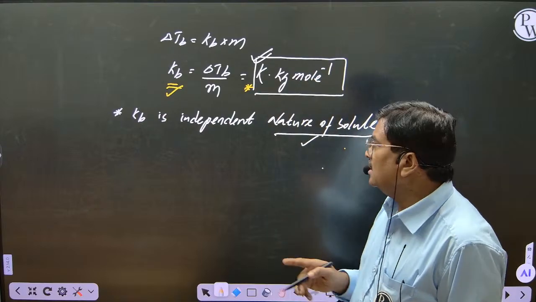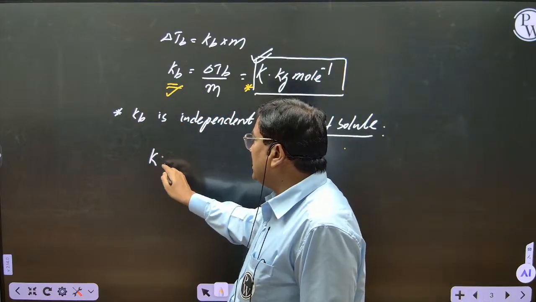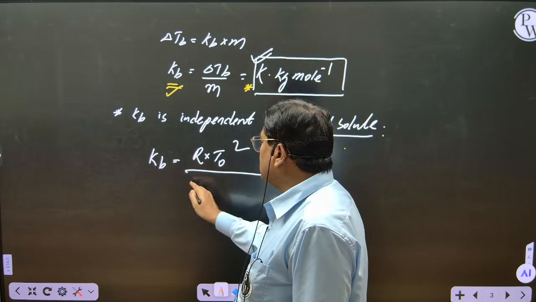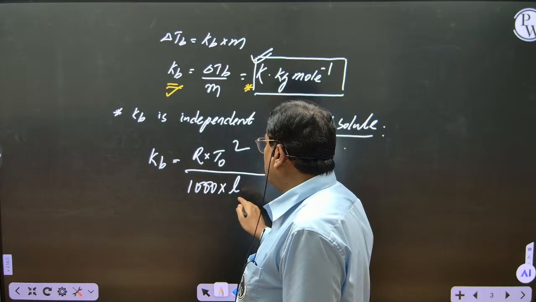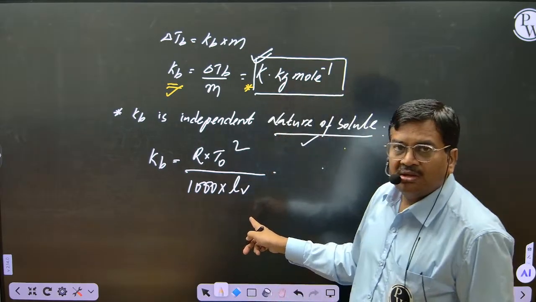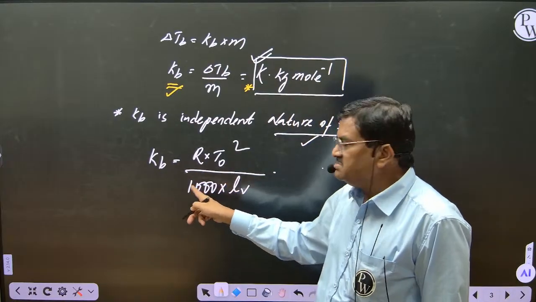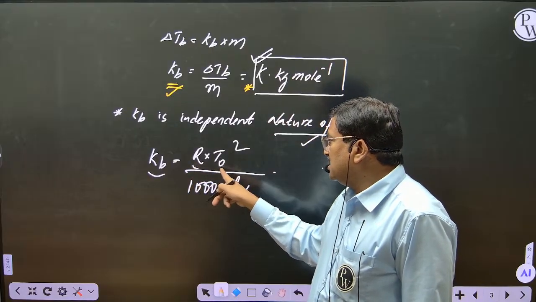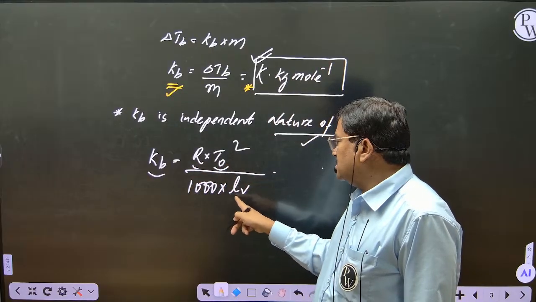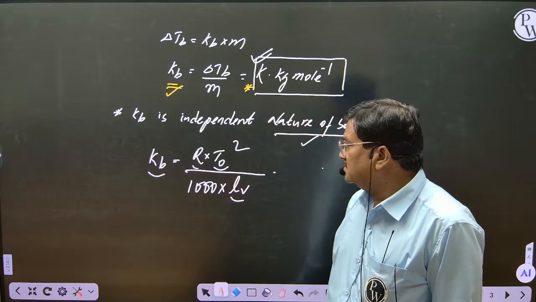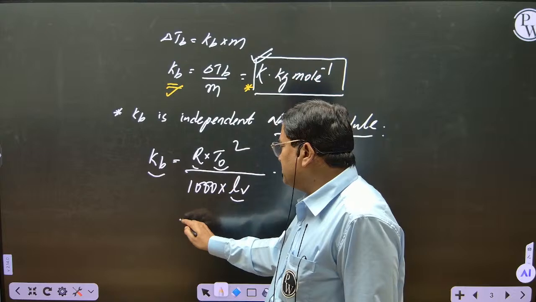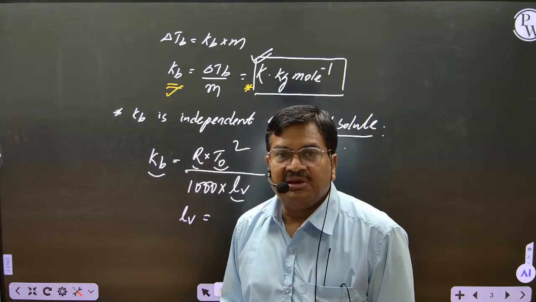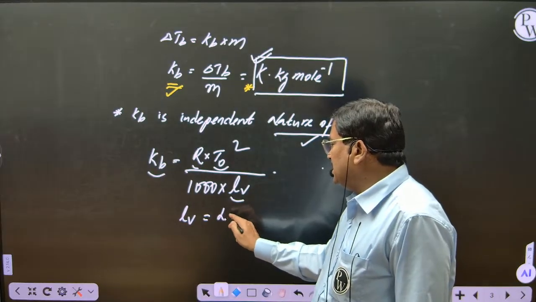Clear? Now to find this Kb value, we write one relation. It is R into T naught square by 1000 into latent heat of vaporization. So this is the relation in order to find Kb. That means the Kb value, the ebullioscopic constant, depends on what? The boiling point of solvent, T naught, as well as the latent heat of vaporization. Now this latent heat of vaporization, you know from thermodynamics, is the heat required to convert 1 gram of water into vapor. What is LV? Latent heat of vaporization.